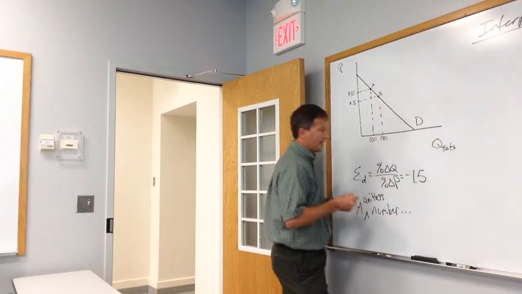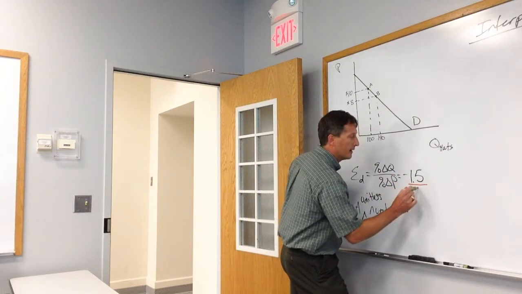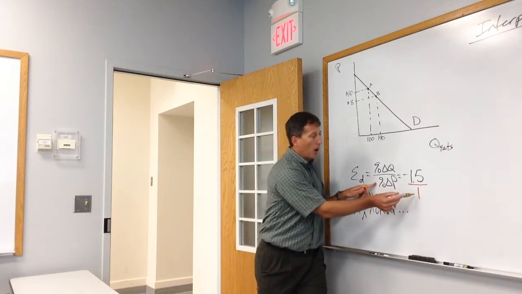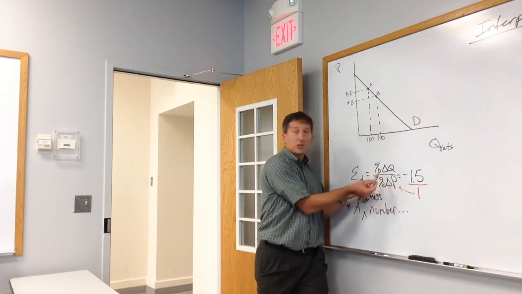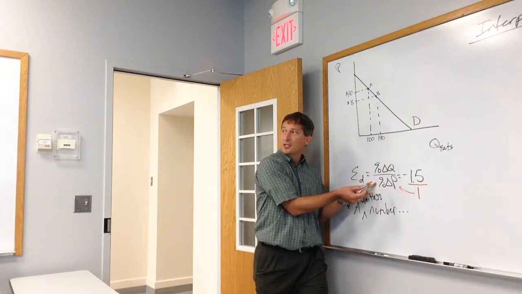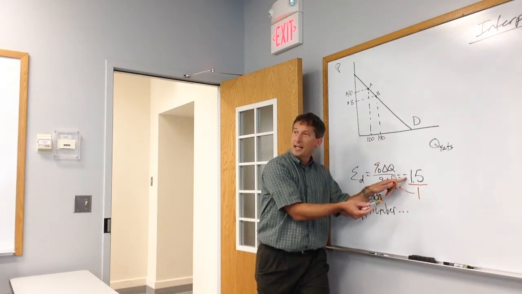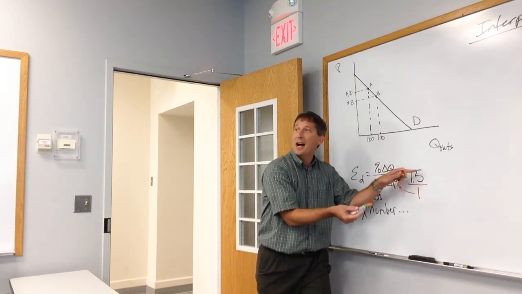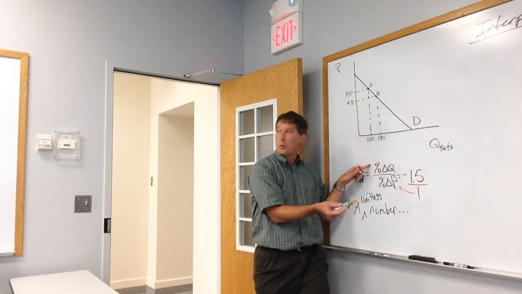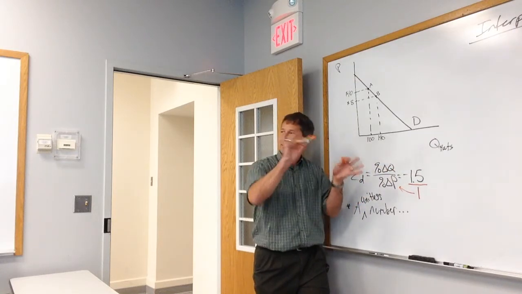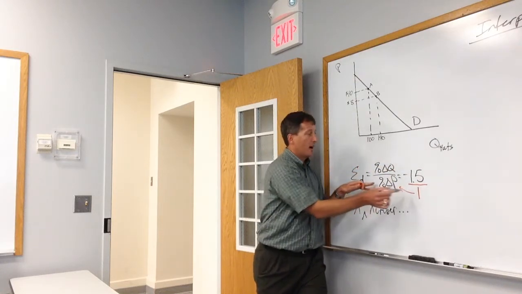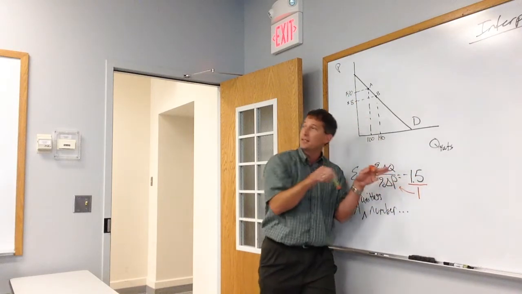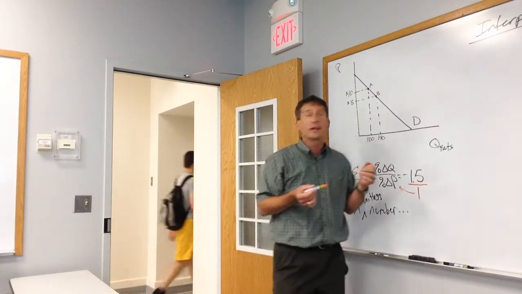So if we take this number and we put it over 1, the interpretation all of a sudden gets real easy, because check this out. A 1% increase in price leads to a 1.5% decrease in quantity. It is a negative, but I was trying to get the wording going, and that's what I'll write. A 1% increase in price leads to a 1.5% decrease in sales, or quantity demanded, quantity sold.